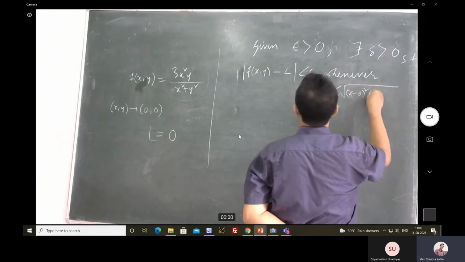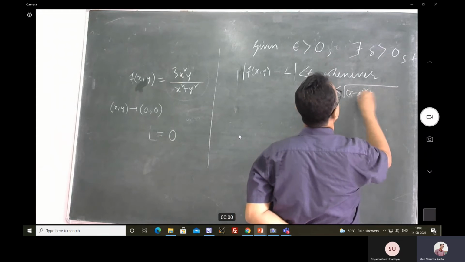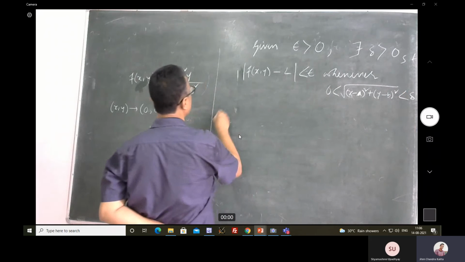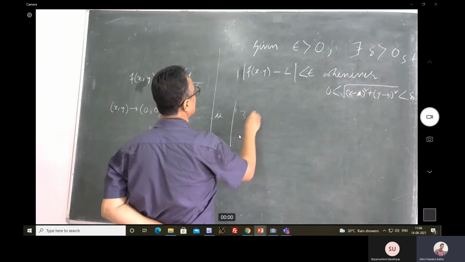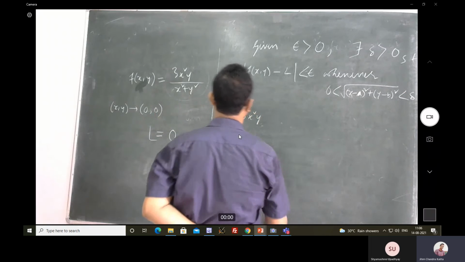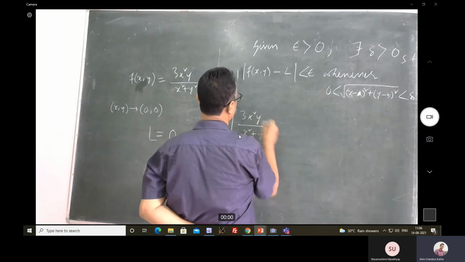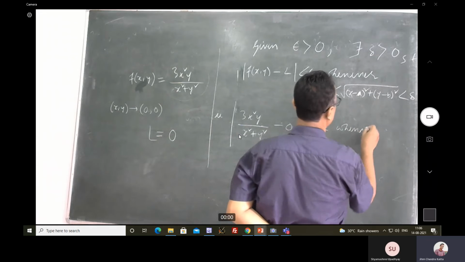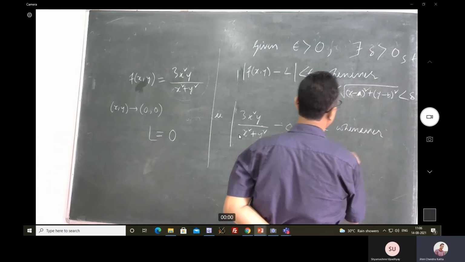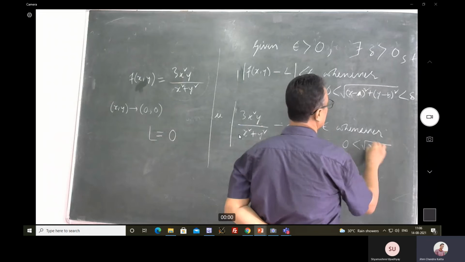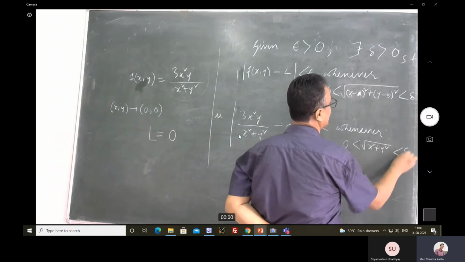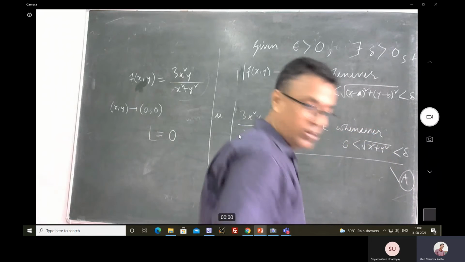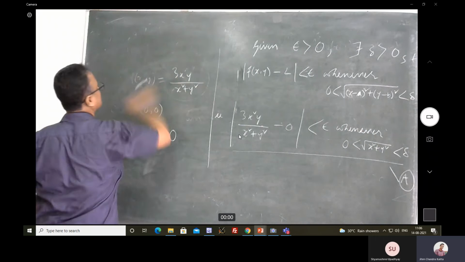square root of (x minus a) squared plus (y minus b) squared is less than delta. Sorry, let me stick to x minus a so that I will convert it. So in this particular case, that is what is going to happen: |3x squared y over (x squared plus y squared) minus 0| is less than epsilon whenever square root of x squared plus y squared is less than delta. Okay, so we have to prove this. Now let us make some observations.